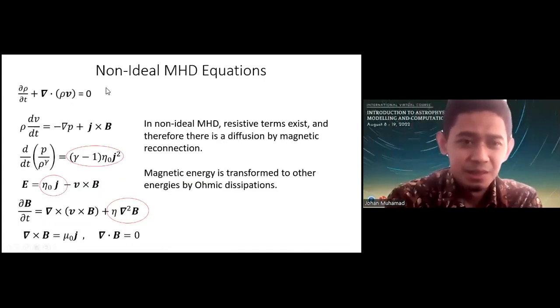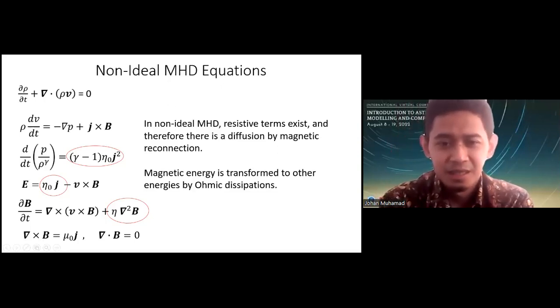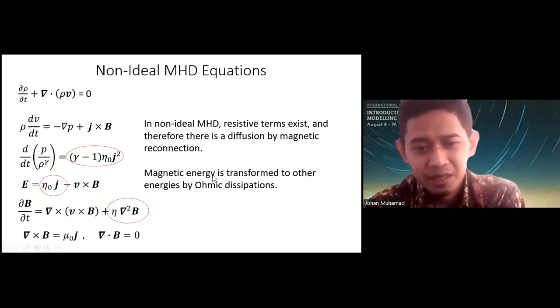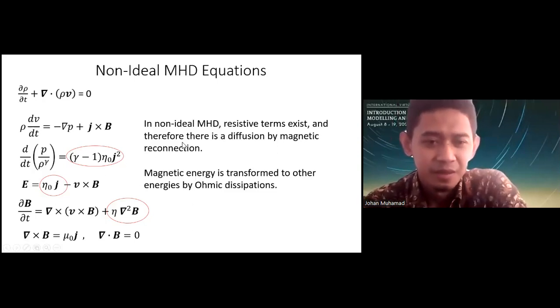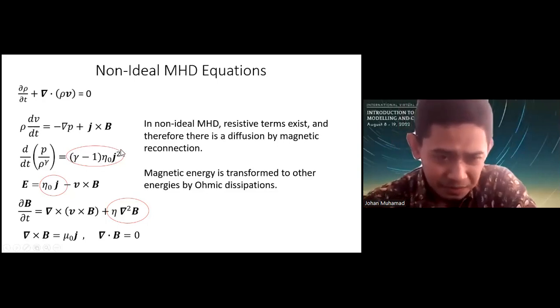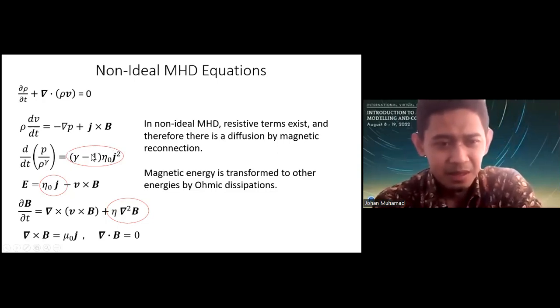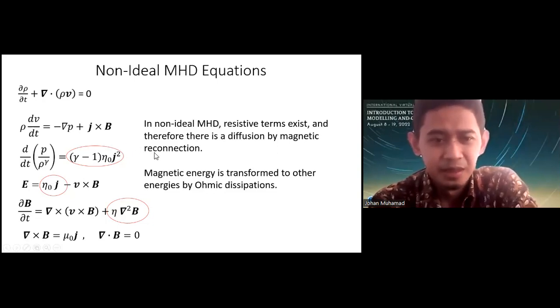The second one is the non-ideal MHD, which means that the resistive terms exist, and therefore there is diffusion and magnetic reconnection, which means that magnetic energy is transformed to other energies by ohmic dissipation. So here we have the resistive terms, eta J and eta, in the induction equation, and also in the energy equation, where we can put another eta. But anyway, maybe we can neglect this in most cases.